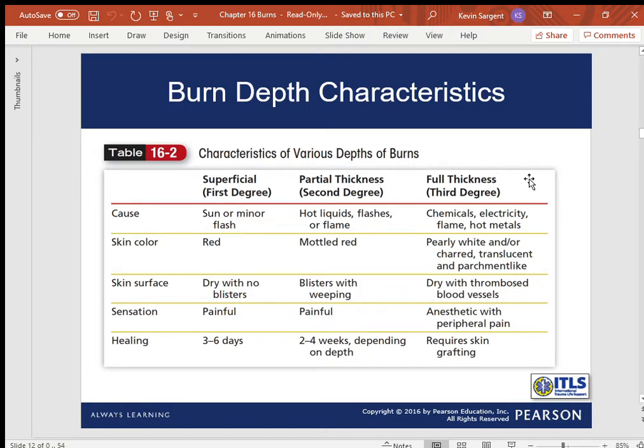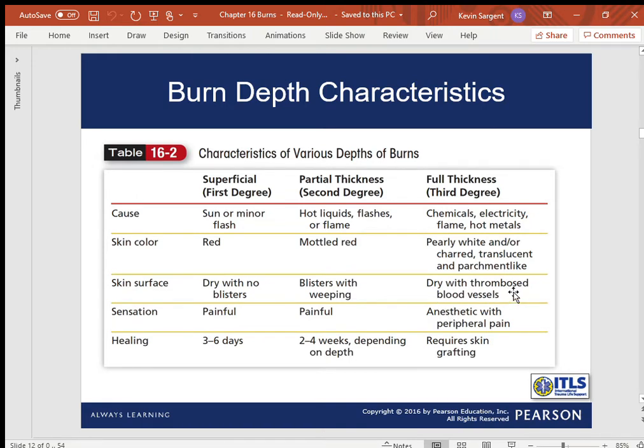These happen a lot of times with chemicals. Electricity, remember, our bodies are made up of water, and electricity takes the path of least resistance, and water is a super conduit for the transmission of electricity from one source to the ground. Hot metals come in contact with something that's very hot. They take on this real white or real charred skin. The skin gets parchment-like, real thin, with a paper-like feel. The skin's very dry.